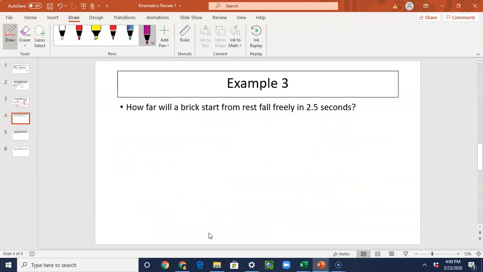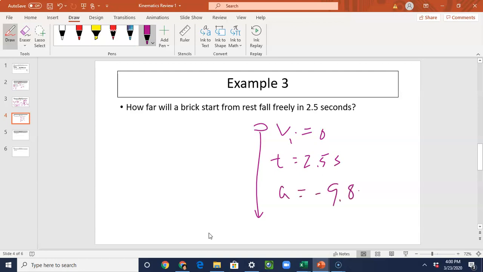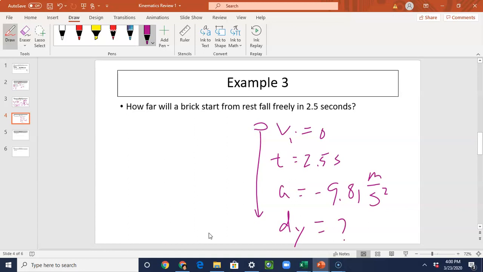Take a look at the next one. How far will a brick start from rest to fall freely in 2.5 seconds? So a brick is falling. We know Vi equals 0. We know T equals 2.5 seconds. And because it's free fall, we know acceleration is negative 9.81 meters per second squared. So again, we try to find dy.